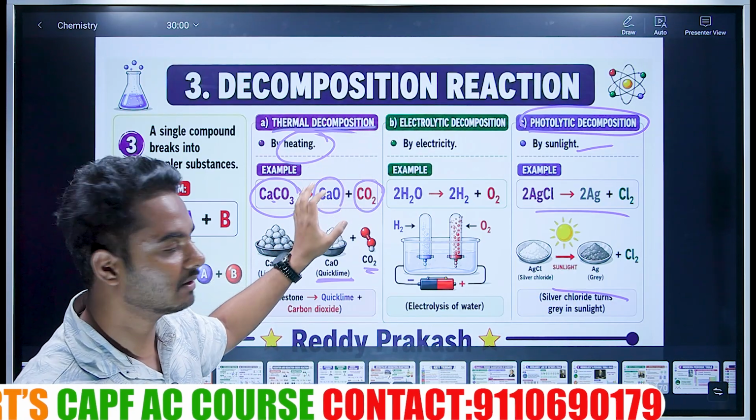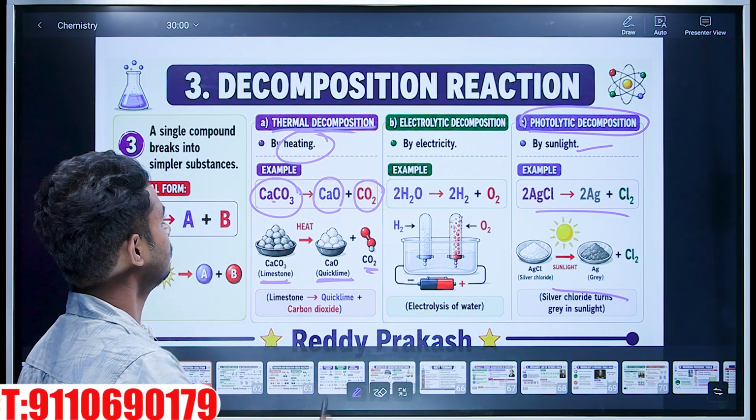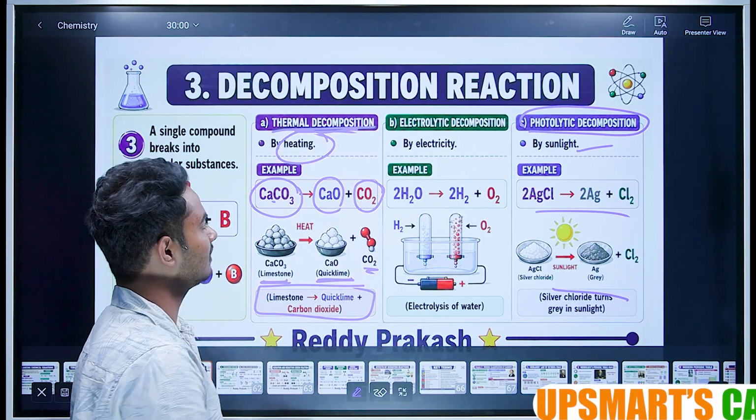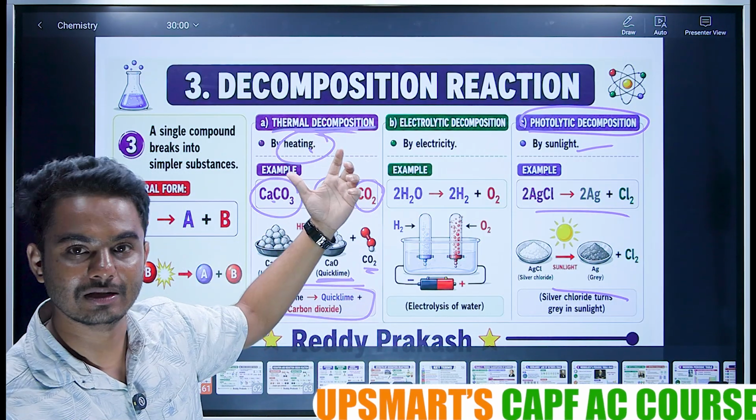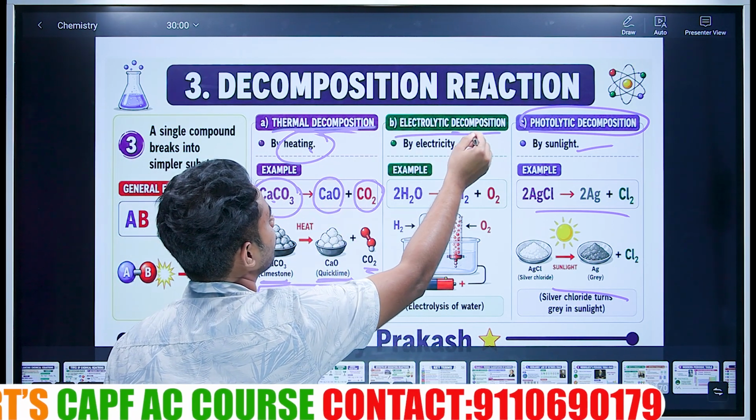Direct sunlight has minimal impact here. Heating has maximal impact here. So this is thermal decomposition. Limestone gives quicklime and carbon dioxide. This is an example of thermal decomposition. Easy. Next is electrolytic decomposition.